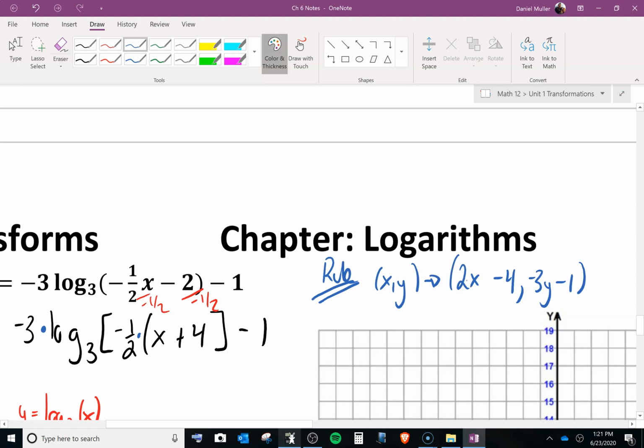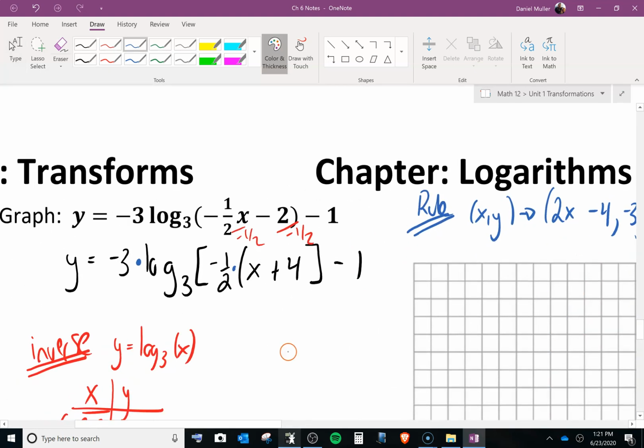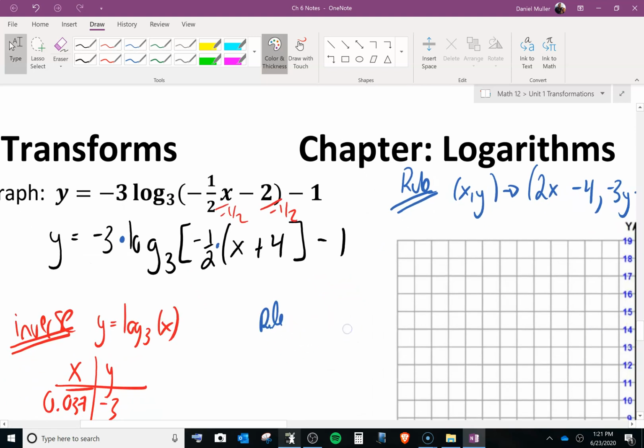So this is my rule. So I'll write that down here. The rule, because they've got to do all these transformations: 2x minus 4, negative 3y minus 1.